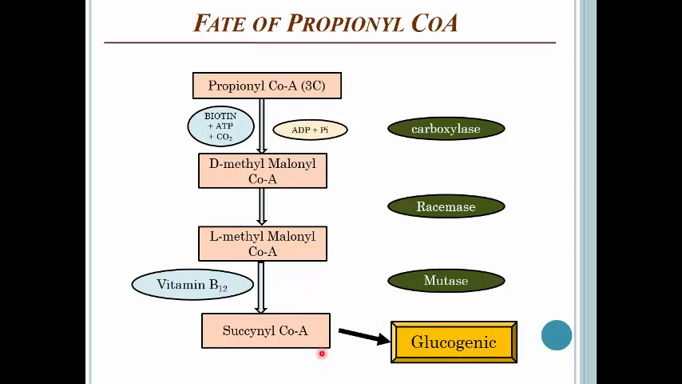So propionyl CoA is the only fatty acid product which can be considered as glucogenic. Otherwise fatty acid cannot produce glucose, right? So that is the fate of propionyl CoA. So in odd chain oxidation, one molecule of propionyl CoA will be formed at last, and this is how it is degraded.